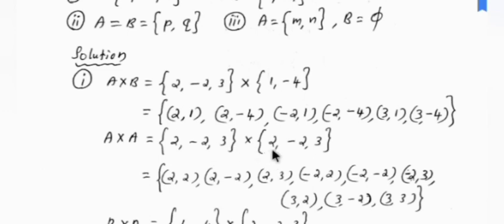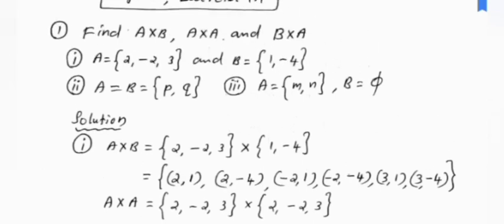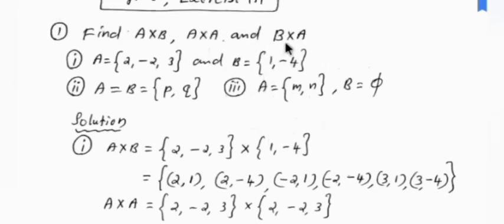Then second one, first one, (-2, 2). Second one, (-2, -2). Second one, third one, (-2, 3). Then third one, first one, (3, 2). Third one, second one, (3, -2). Then last, third one, (3, 3). Now we got A cross A. Then find out B cross A.